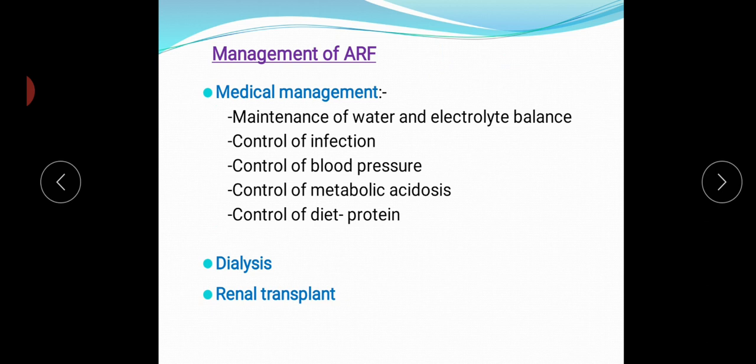Then control the diet, means try to decrease the protein diet. Second choice is dialysis. If the patient is not maintaining on that, then there may be a need for dialysis, which we will discuss later on. And the third one is, if the patient is not responding to this type of management, medical and dialysis, then that patient may require a kidney transplant.